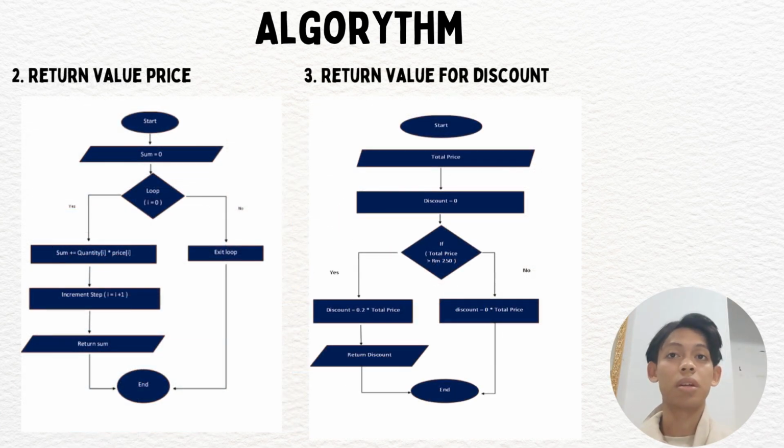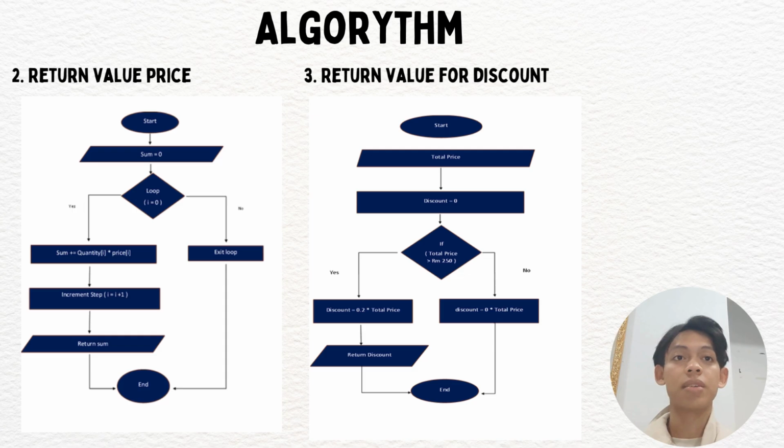Alright, now I'm going to explain the return value price function. It starts with start, which is when the program starts, and then sum equals 0, with a loop process there, which is a yes and no selection control. If the user chooses no, then it will exit the loop. If yes, then it will ask the user to input all the quantities from the restaurant menu, and it will return the sum to the main function again.